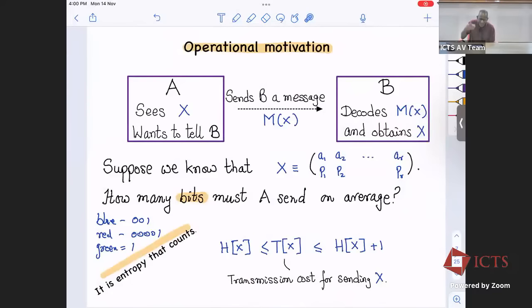T of X is the minimum over all such encodings that has a certain cost. And now, this is fixed. Alice and Bob come up with a certain encoding and they compute what is the cost of that encoding. Then they come up with a different encoding. Then they compute the cost. Among all such encodings, find the one which has minimum expected cost.